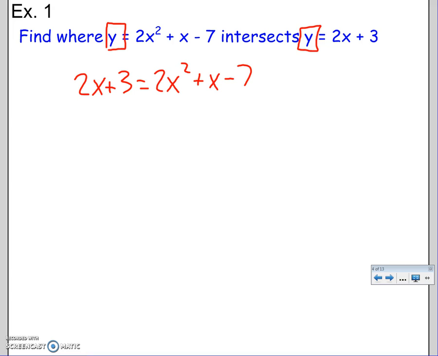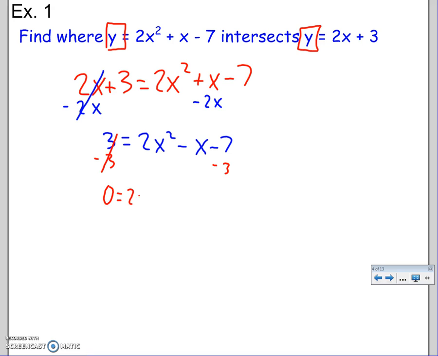Now I do quadratic formula, but I'm not ready. I need standard form. I need a 0 on the side. So I'm going to keep a positive, the thing next to x squared. So I'm going to move everything on the left to the right side. So subtract 2x first. I have 3 equals 2x squared minus 1x minus 7. Still not 0 yet, so I'm going to subtract 3. So 0 equals 2x squared minus x minus 10. Now I can do quadratic formula.